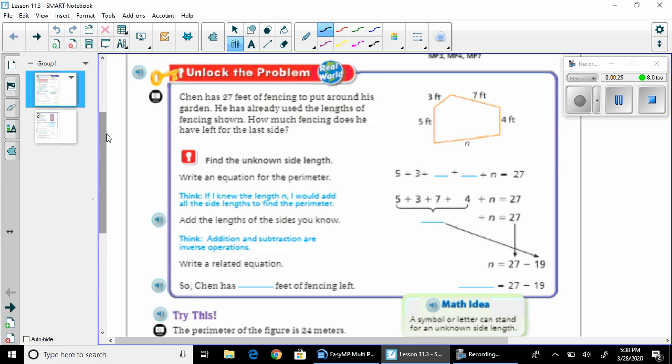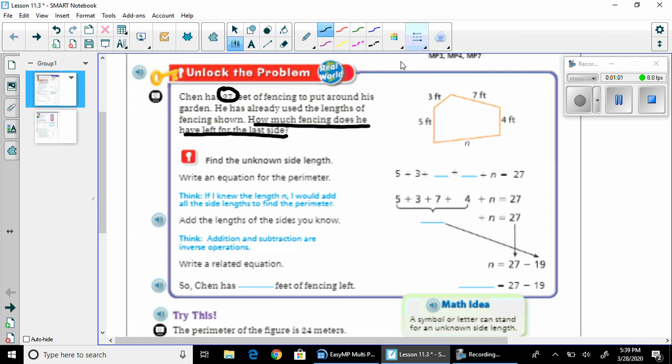All right, so our first story problem says, Chen has 27 feet of fencing to put around his garden. He has already used the lengths of fencing shown. How much fencing does he have left for the last side? All right, so as always, I want you to circle your numbers and underline your question. So you would circle 27 feet. And then my question is, how much fencing does he have left for the last side?